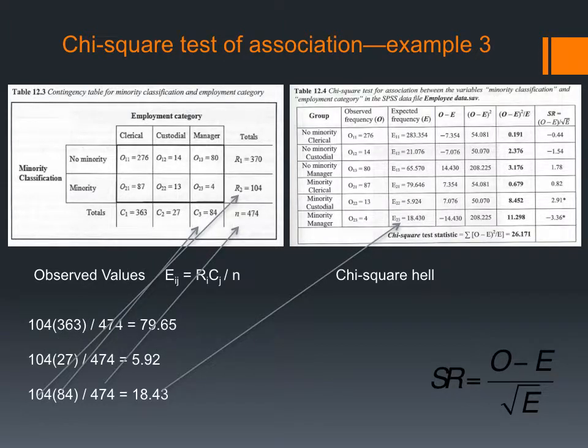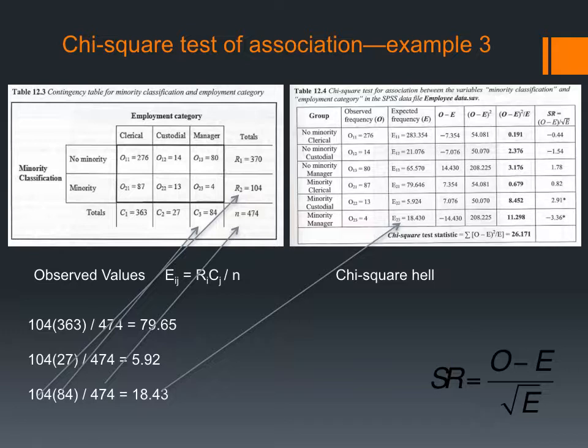Okay, and for the final count, we do the second row value of 104 times the column 3 value of 84 and divide that by 474 and we get 18.43. And again, the observed value minus the expected value of 18.43 is 14.43, and we can square that and then divide it by the expected value of 18.43, and we have our value of 11.298, or 11.3 if you just round it to decimals. And then you add all those values up in that second to last column and you get your chi-square statistic.